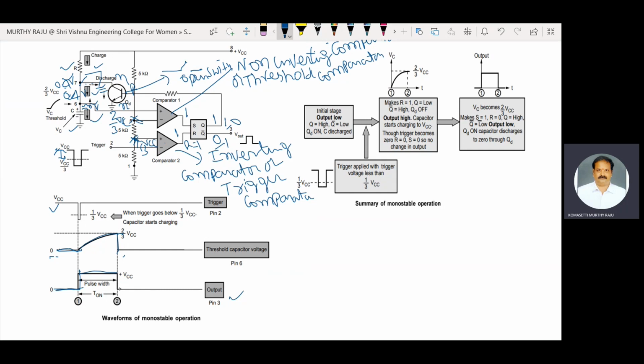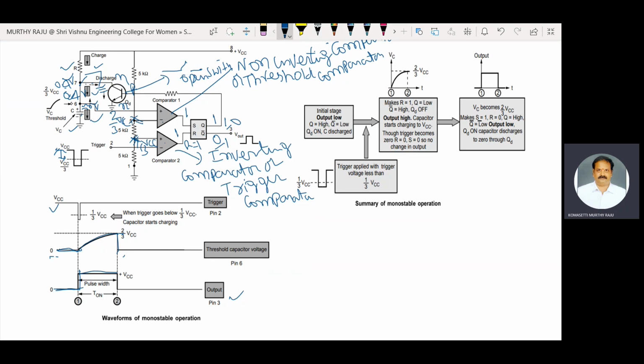The capacitor voltage reaches 2/3 VCC because the negative input of comparator 1 is connected to 2/3 VCC. Compare these two. Therefore, the capacitor voltage is greater than 2/3 VCC, and the output of the comparator is 1. Again, Q is equal to 1, and the discharge transistor is on.